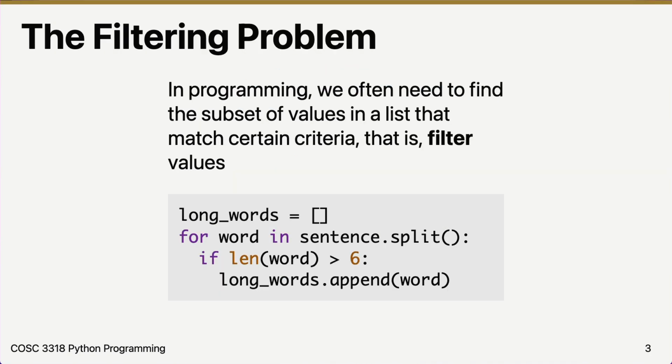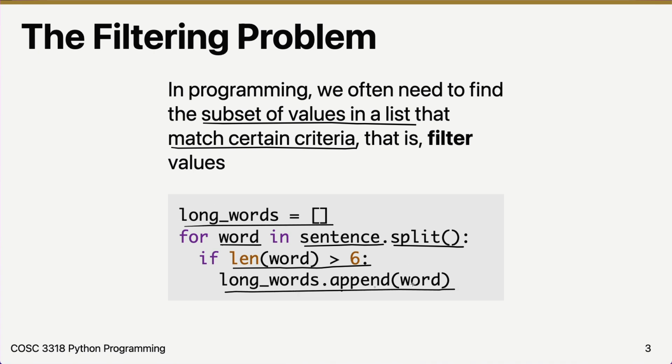This is the filtering problem. It's when you want to find a subset of values in a list that match a certain criteria. So in this case, we have a string sentence, and we split that string and we get the words out of each sentence, and then we're going to loop over each word. And if the length of that word is longer than 6, we're going to say that's a long word, and we're going to add it to this long words list that we created up here. So we're going to add it to the end.